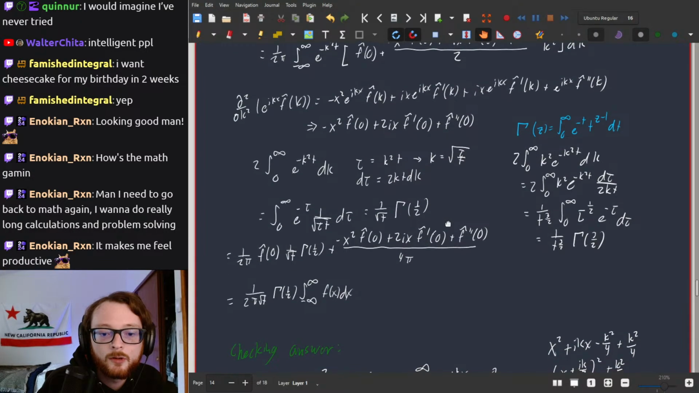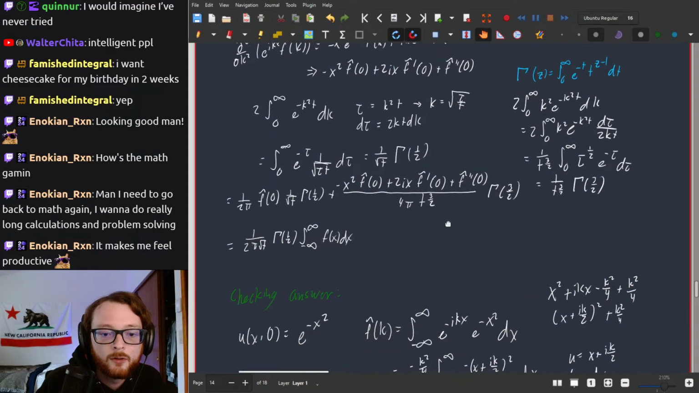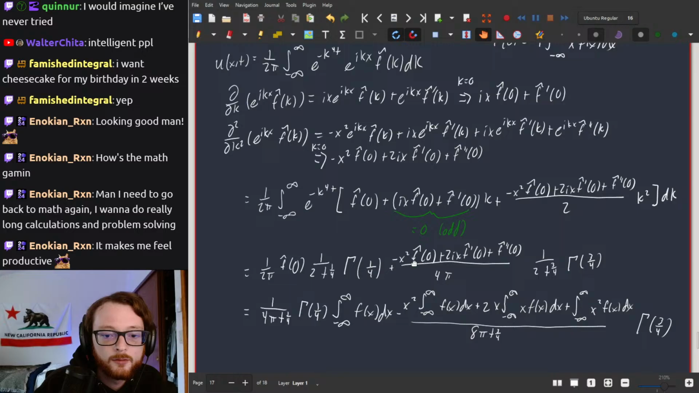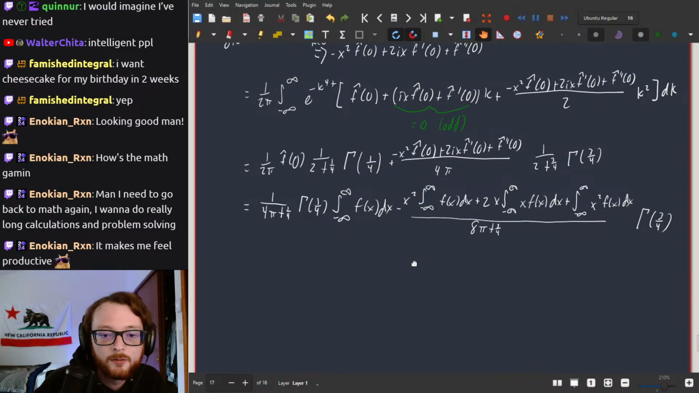x. And then we have t to the 3 over 2 gamma 3 over 2. Does that look vaguely like what I got down here? Suppose so.